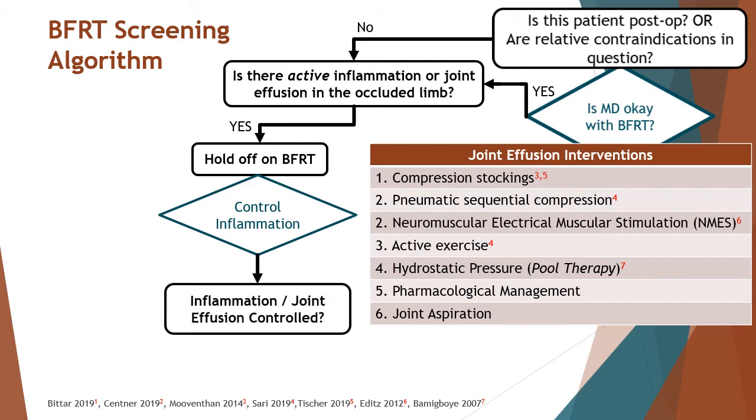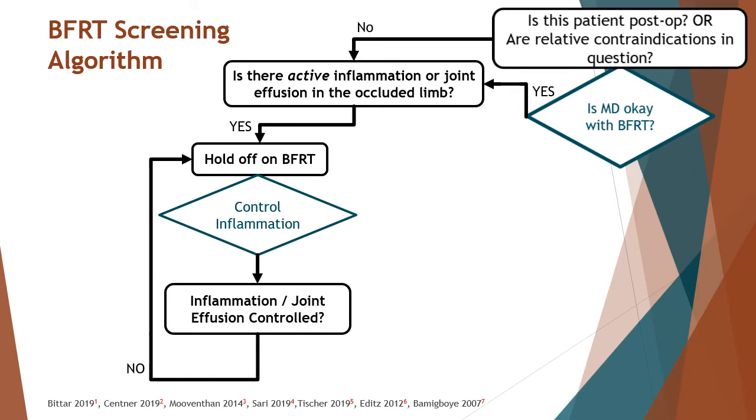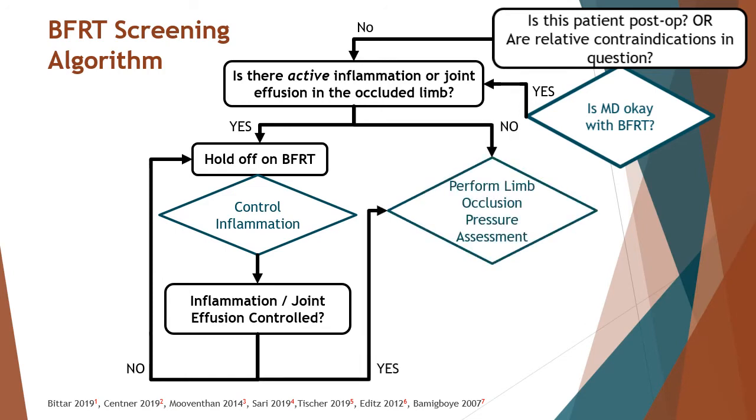Okay, so if the joint is inflamed, then control it. Then you ask the question, obviously, again, is the joint effusion and inflammation controlled? If no, then continue to treat it. If yes, and or there is no active inflammation to begin with, then you're going to perform the limb occlusion pressure assessment.